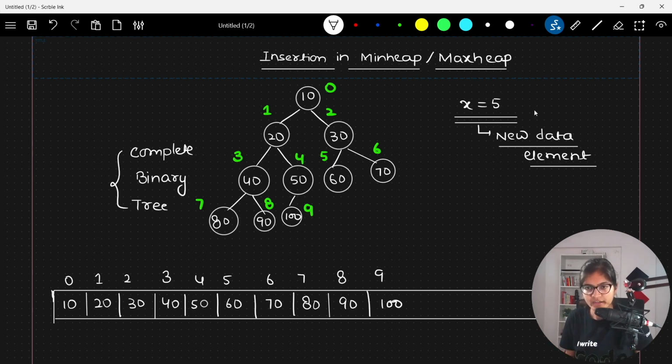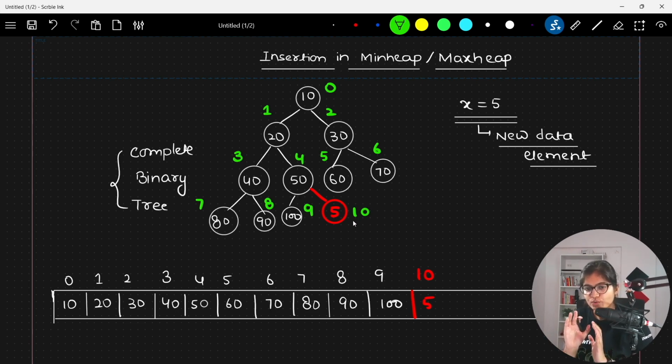So whenever a new data element comes into the picture, the insertion will always happen at the end. Means 5 will be stored at the right side of 50 at the very first instance. Let me denote the new node with a different marker. So this is 5, the new node that I have. 5 will be stored initially at the very last index, that is index number 10.